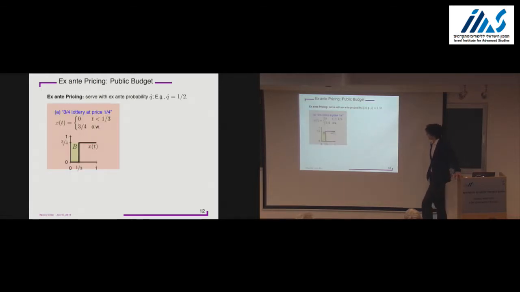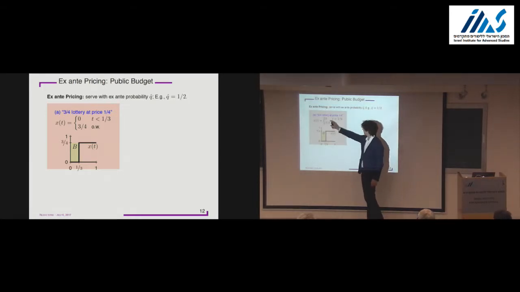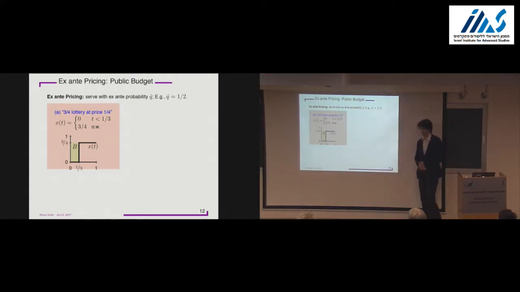So here is a mechanism that does this. Don't check the numbers, but I offer them to win the item with probability 3/4, otherwise losing the item, and he's going to pay me his budget, which is 1/4, if he wants that. If he doesn't want that, he pays me nothing and goes home. So it's a take it or leave it offer of that lottery.